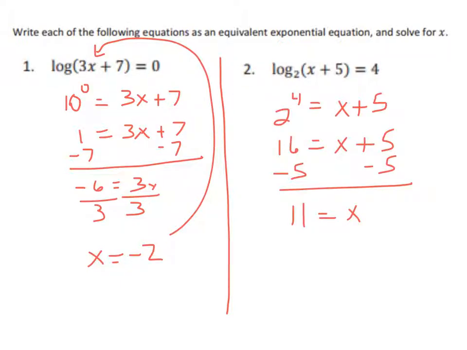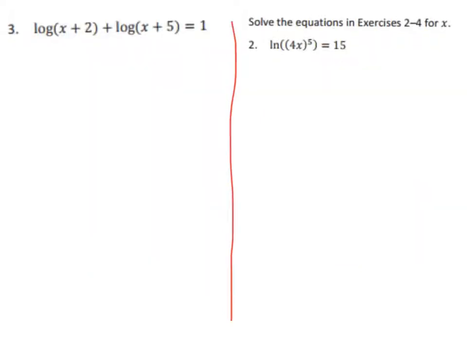You should have got that x was equal to 11. And 11 does work if I plug it in. Plenty above 0. Okay, moving on to the next one. Now this one's a little bit harder. Do you remember the rule that goes when we're adding? You should remember that it's the same thing as multiplying. So I'm going to have the log of x plus 2 in parentheses times x plus 5.